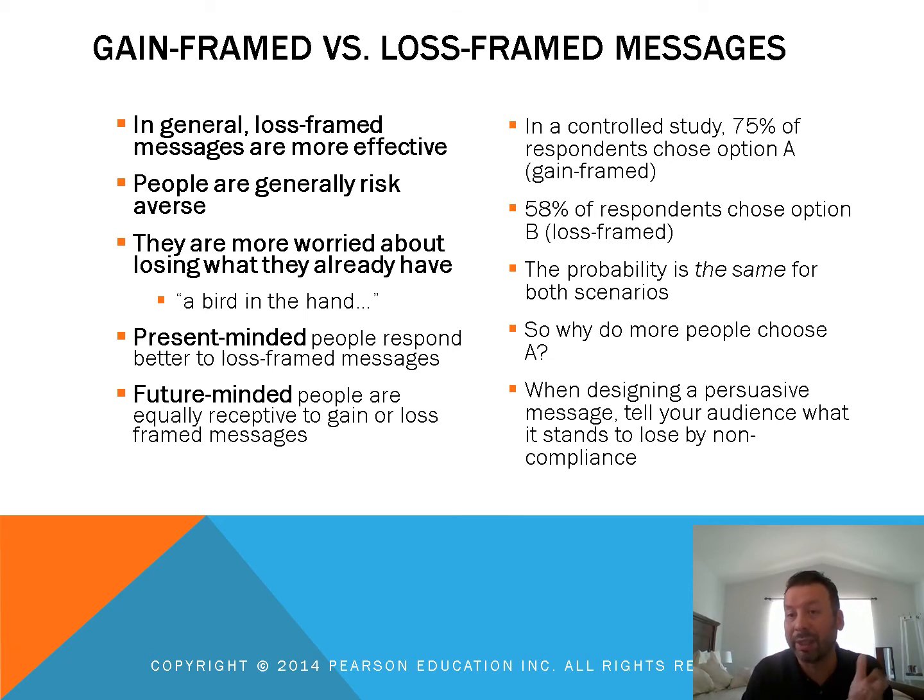In a controlled study, 75% of respondents chose option A, gain frame. So they always wanted to see the positive thing. 58% of respondents chose B, which is loss frame. The probability is the same for both scenarios. So why do more people choose A? When designing a persuasive message, just tell your audience that it stands to lose by non-compliance.